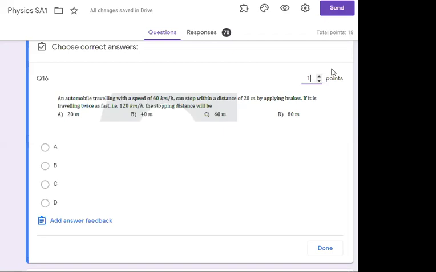ठीक है. 16th one, tell me the 16th one. No, Prahlad, it cannot be B. The automobile traveling with a speed of 60 km per hour can stop within a distance of 20 meters by applying brakes. If it is traveling twice as fast, that is 120 km per hour, the stopping distance will be. I hope ये सबको समझ में आया होगा, सबने सॉल्व किया होगा. बताओ ये कितना होगा? What is the answer?